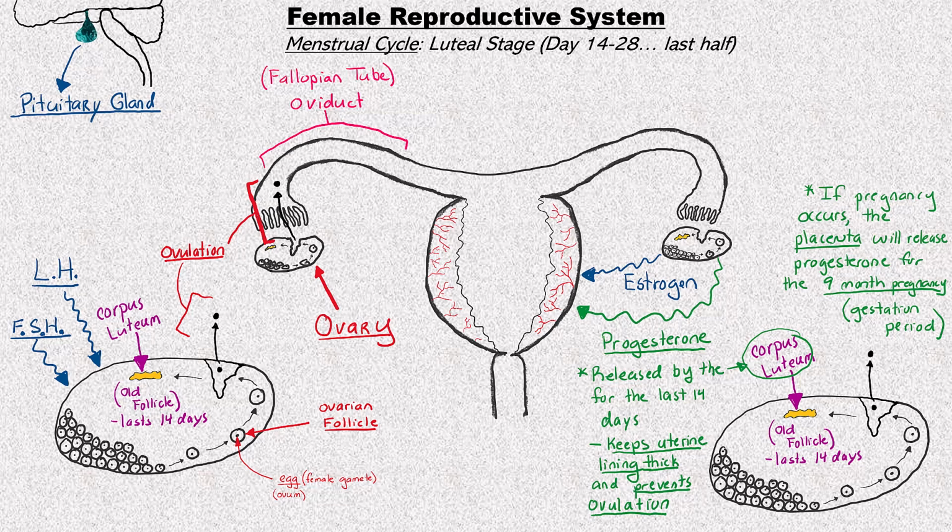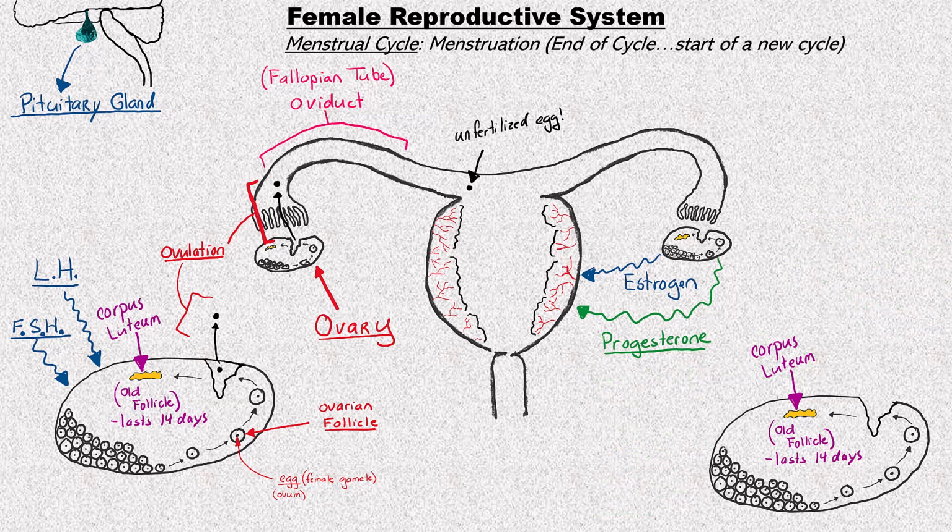And that egg will move along by peristalsis through the fallopian tube, and it's unfertilized. Fertilization did not happen. Let's see the final stage of this process. All right, in the final stage of this cycle, the menstruation period, this is going to end the cycle and it's going to start a new one if no fertilization occurred.